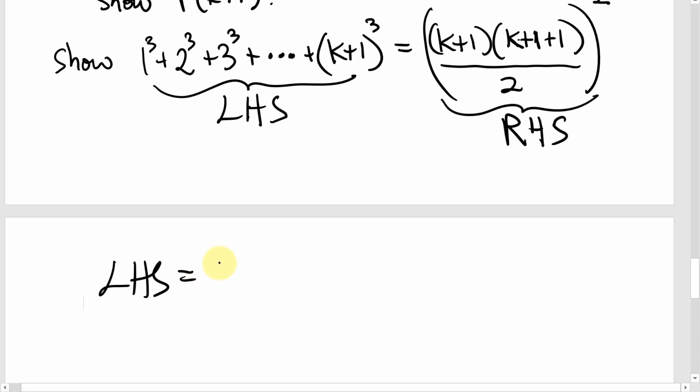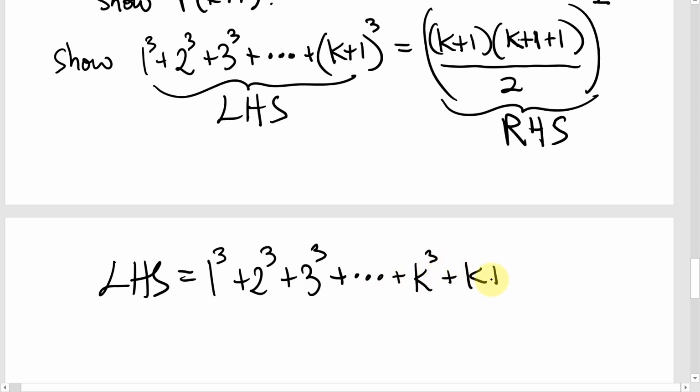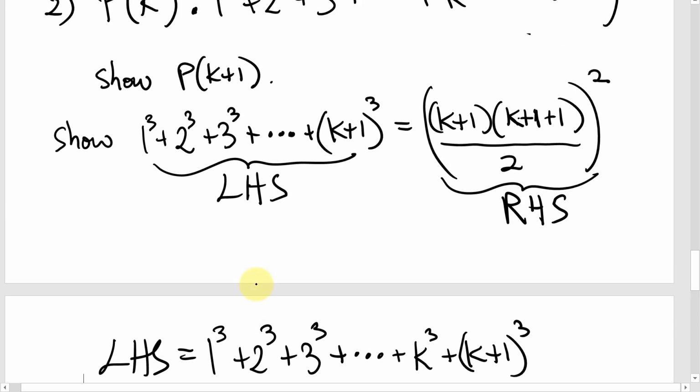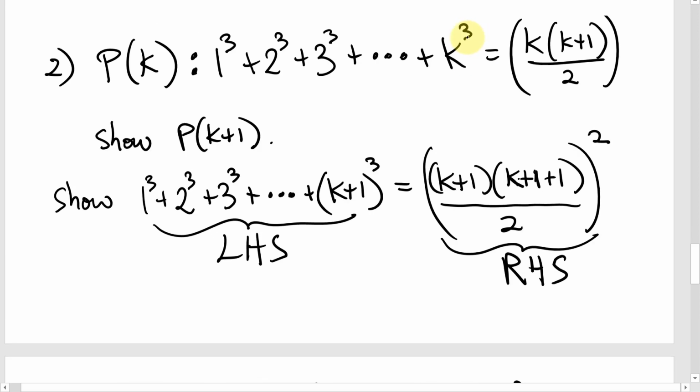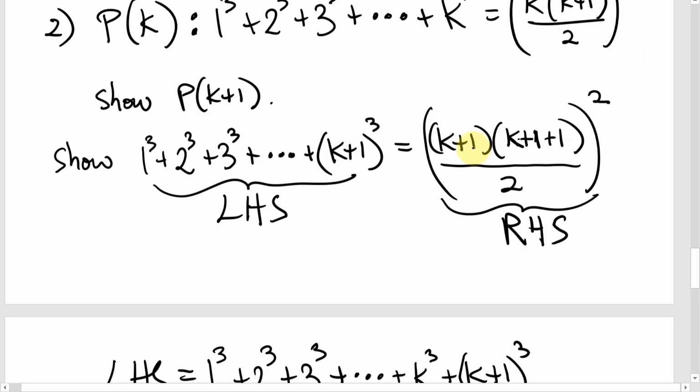So I know the left-hand side is 1 cubed, 2 cubed, 3 cubed, and if it's going to go all the way to k plus 1, it would have to have the k cubed right before that, so this would be plus dot dot dot up to k cubed, and then the k plus 1 cubed. And that's just the left-hand side. But because of the inductive hypothesis, if you added the sum of the first k natural numbers cubed, you would get this quantity squared. So let's use that.